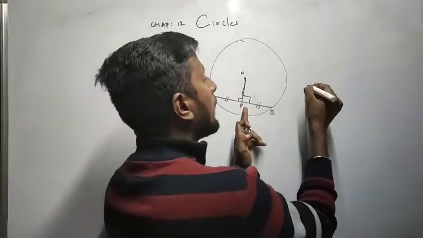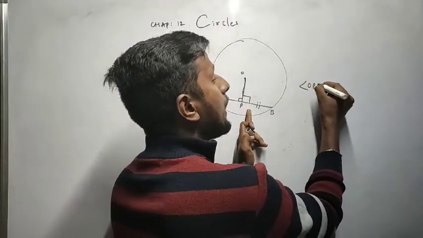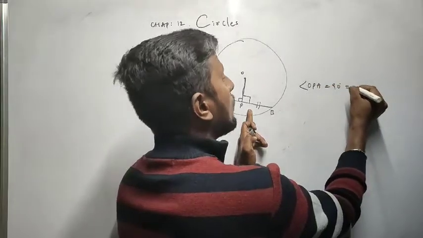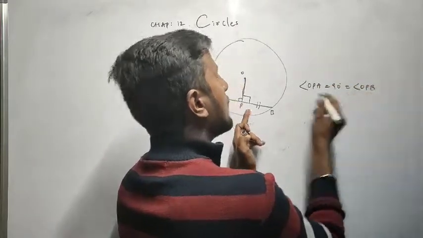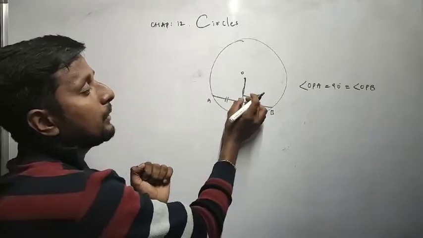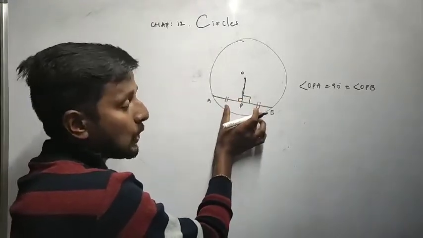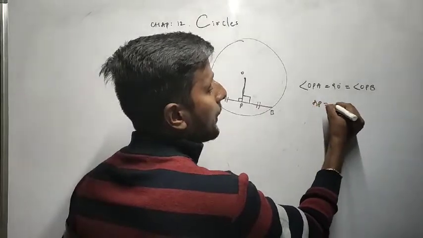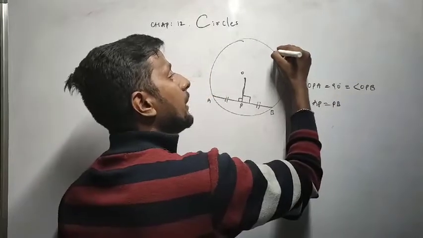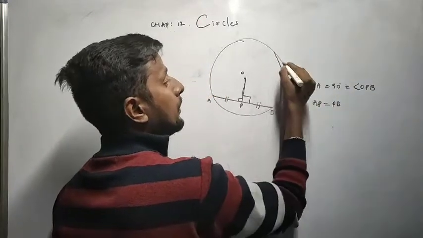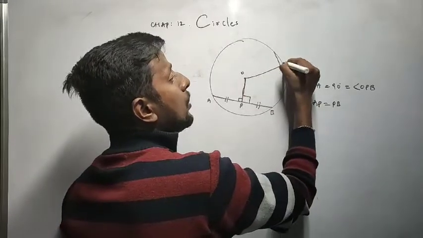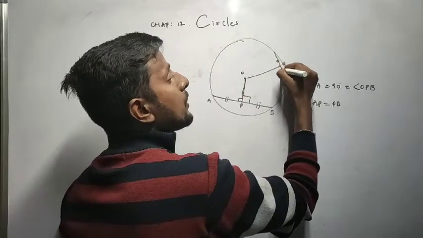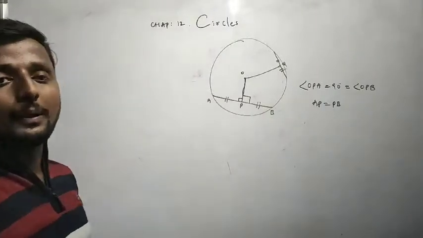After drawing it, angle OPA is 90 degrees, which is equal to angle OPB. That means it makes a right angle with the chord and also divides the chord into two equal parts. If you draw one more here, OQ, then OQ also divides the chord into two equal parts.